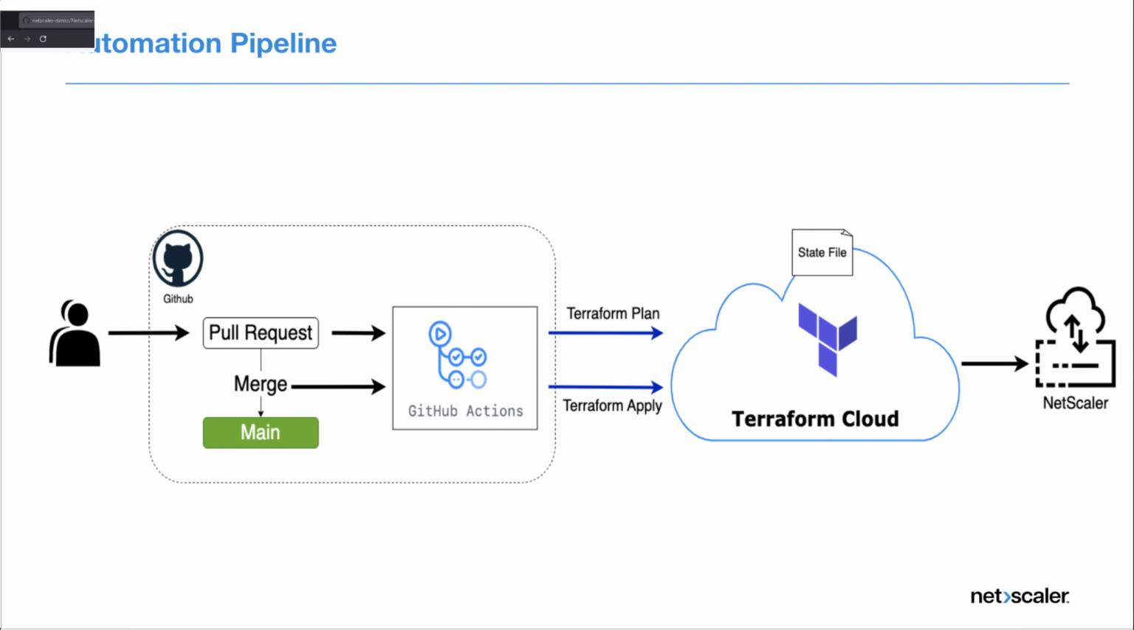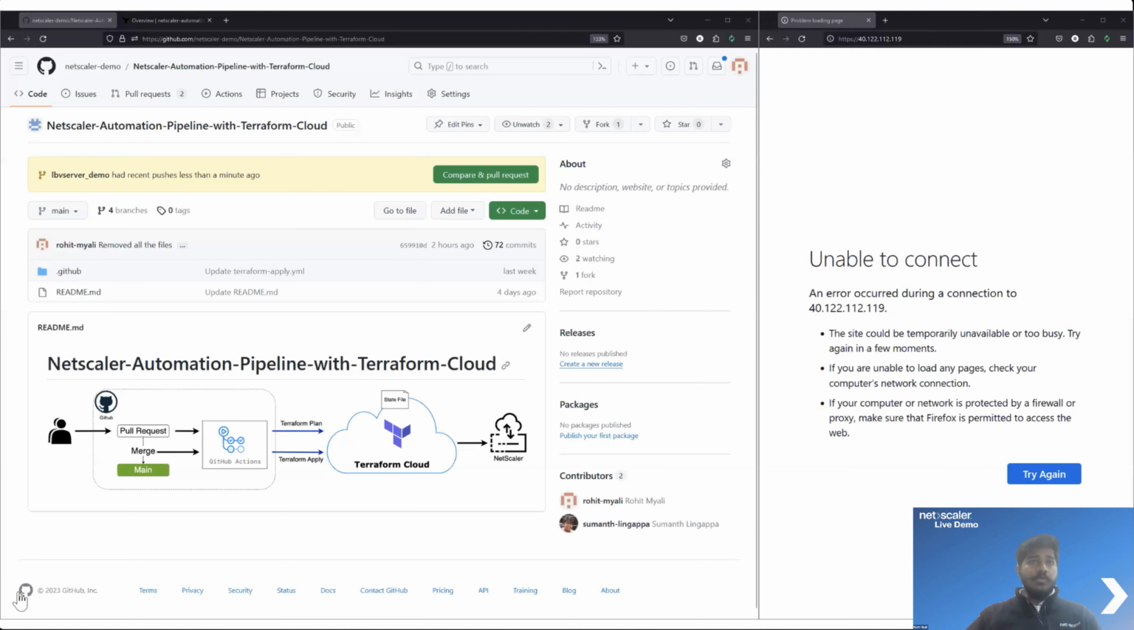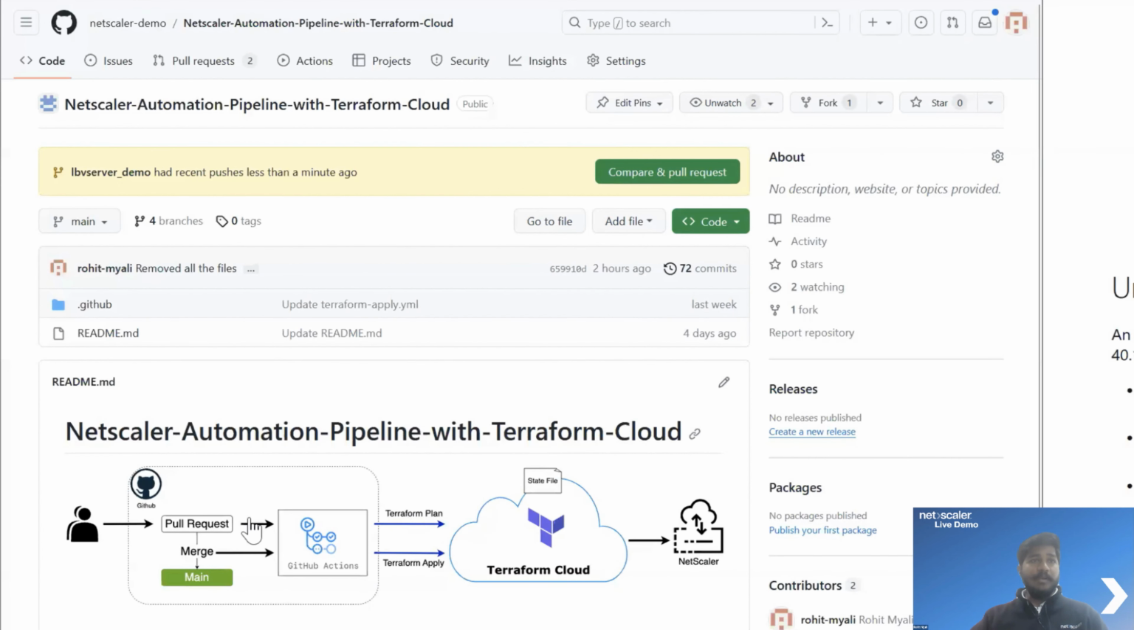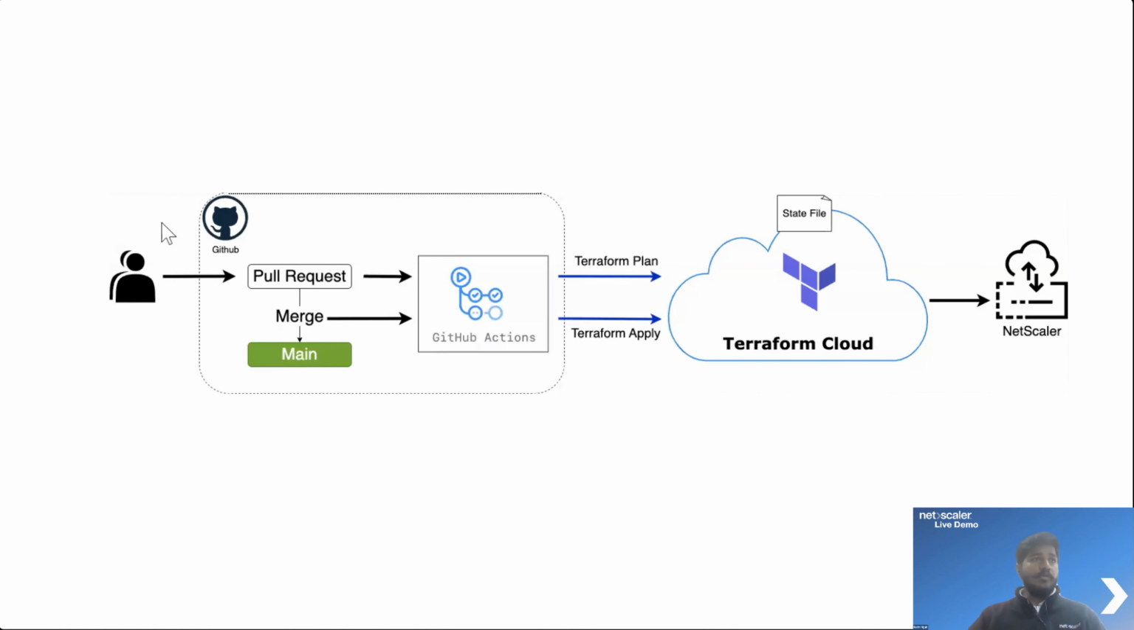So let's get to the working part of this demo. On the screen, you can see the pipeline that is being displayed, and this is the automation pipeline that we have built as part of this demo. I'll explain this in detail. Whenever the user pushes code to this repository, he can create a PR. We have written a GitHub Action in such a way that it will be triggered whenever the user creates a PR. The configuration will be read and sent to Terraform Cloud.